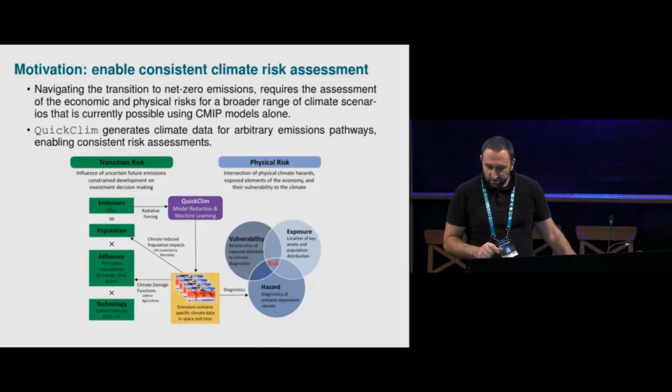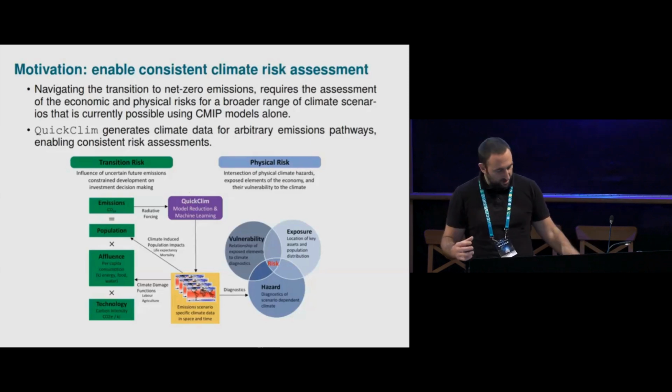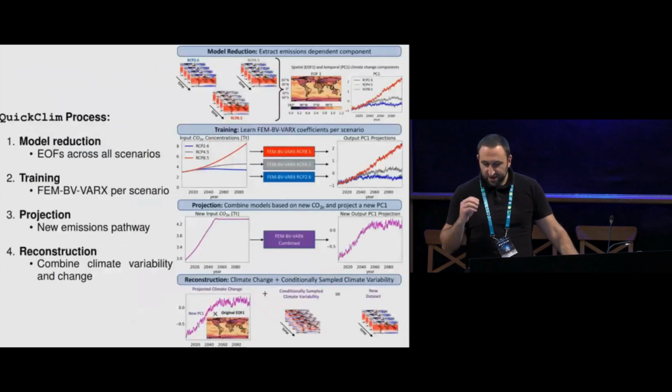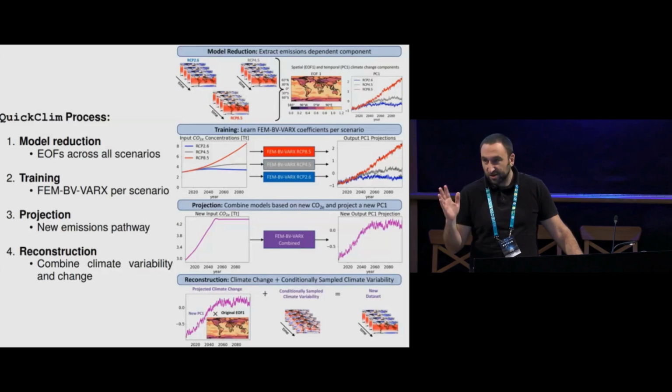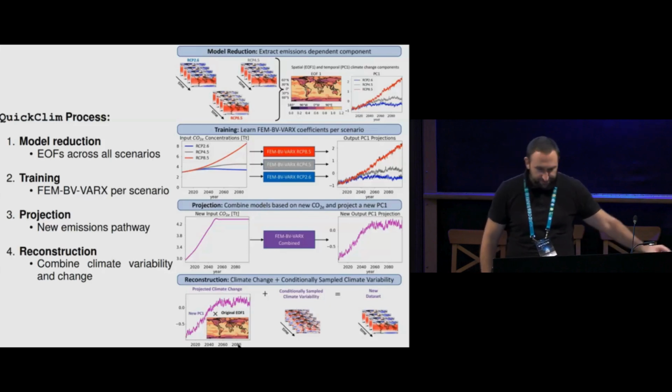First is a model reduction step, where we extract the climate change component in the underlying data. Next is the training step, where we're learning the relationship between the carbon equivalent concentrations of each scenario and its associated climate change response. And then the projection, so we're applying these models to create a projection of this climate change response for the emissions pathway it hasn't seen. And then we convert this time series back into gridded fields and introduce a climate variability component. So I'll step through how each of these parts work.